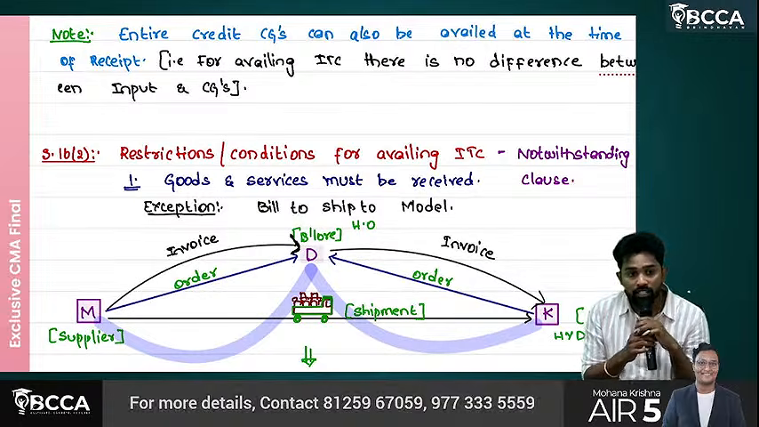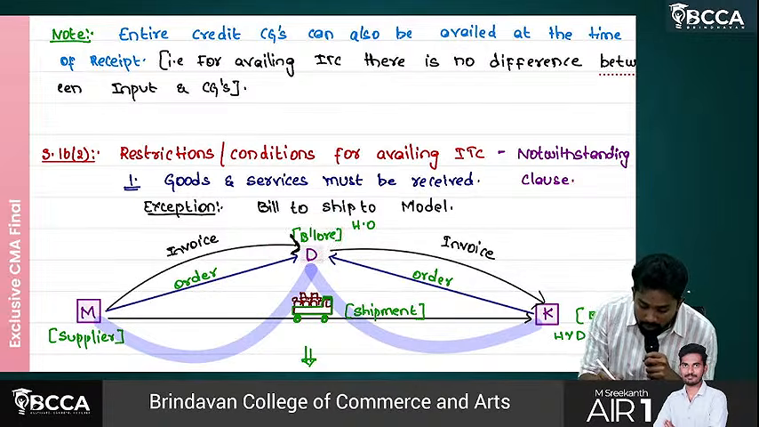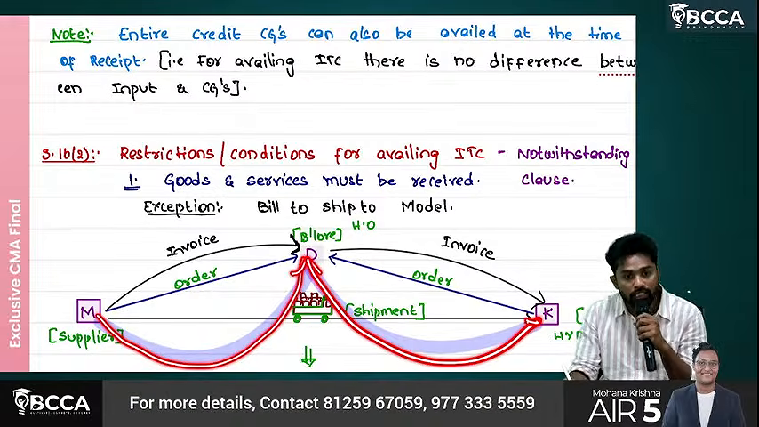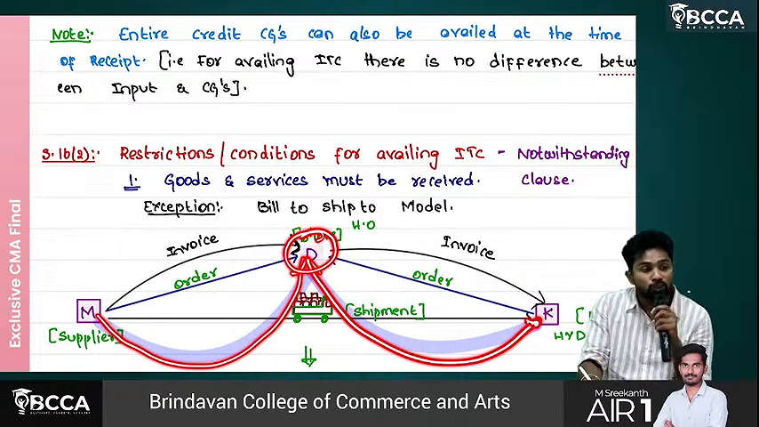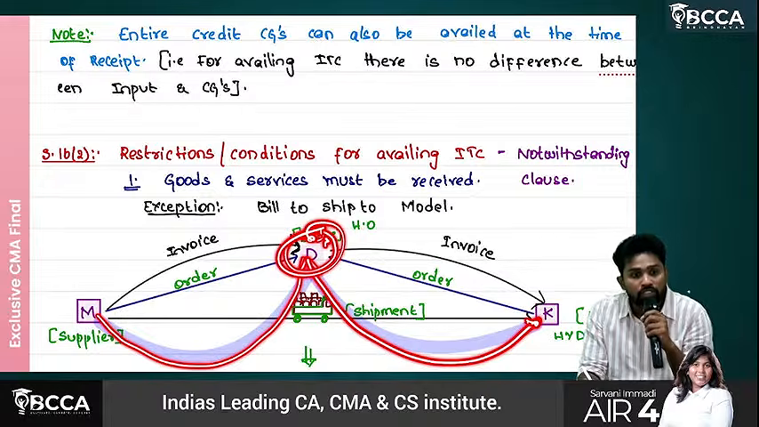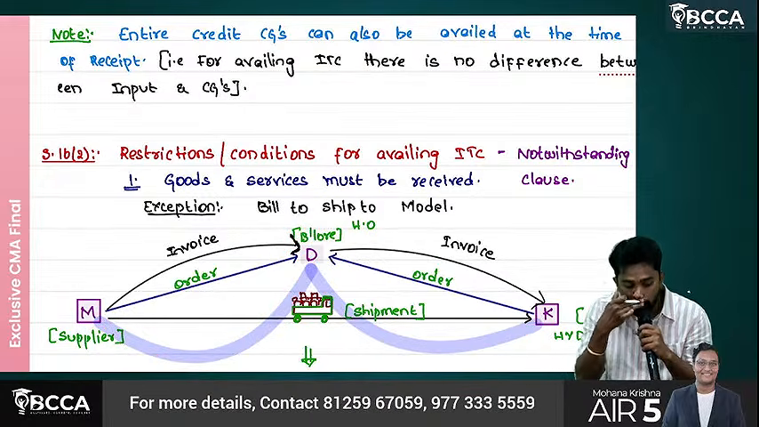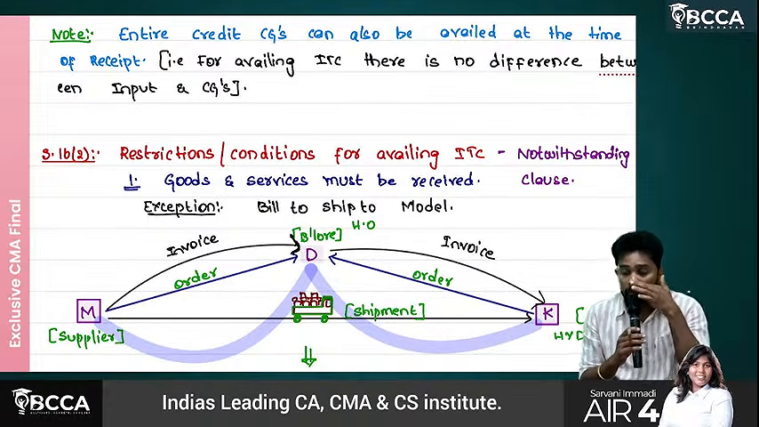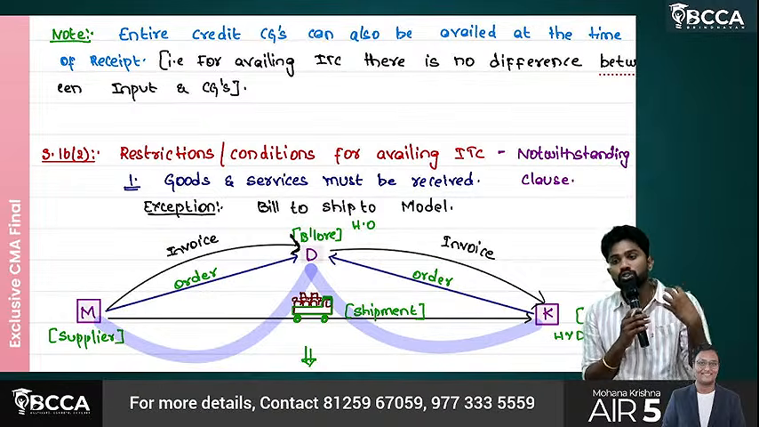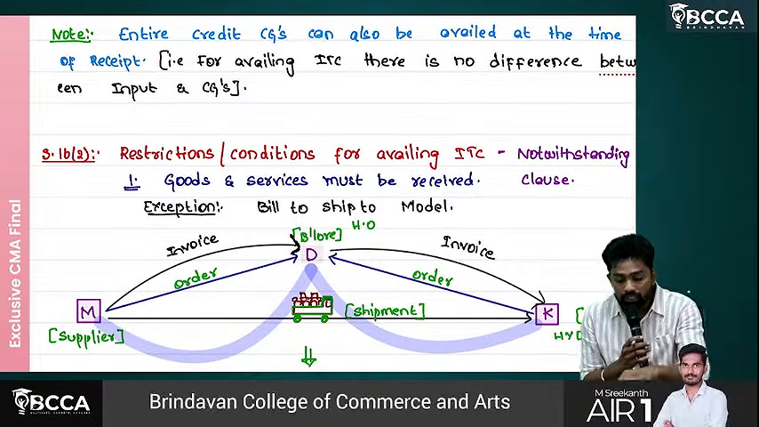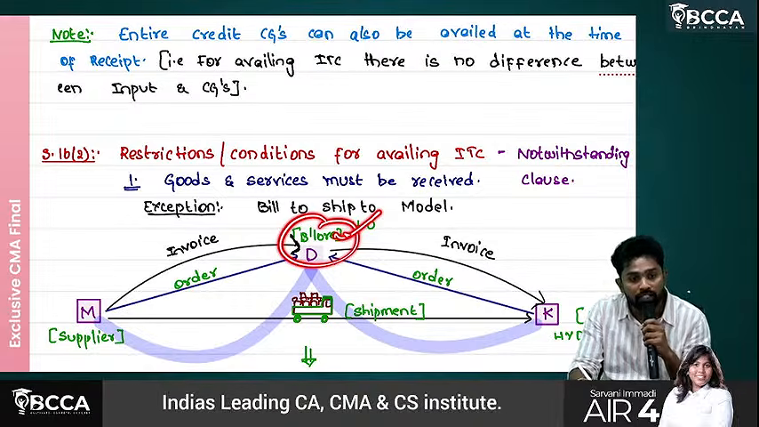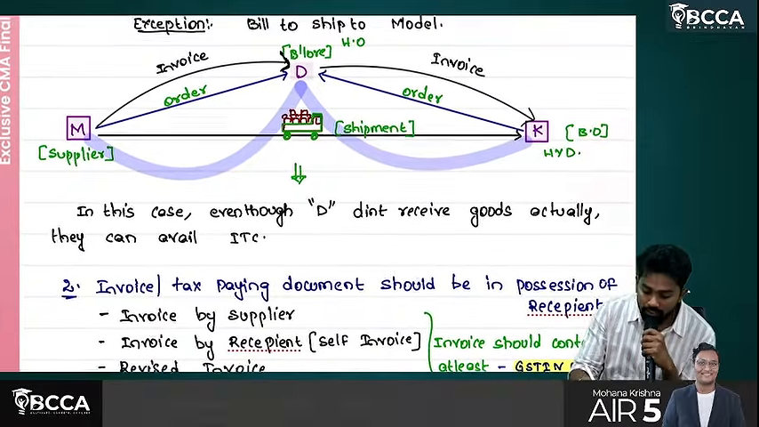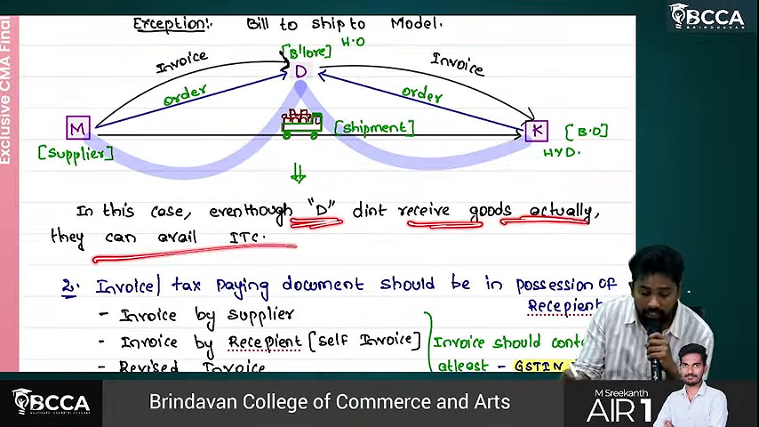But the exception says, even though he didn't receive goods, what should we assume? As if the goods are sent to D, and from D only they are sent to K. So even though D didn't receive goods, we have to assume he has received goods and D can avail ITC. So the exception for the actual receipt of goods is what? Bill to ship to model. In bill to ship to model, even though goods are not received, this middle person, we call it a third party, can avail ITC. Understanding, sir? Okay.